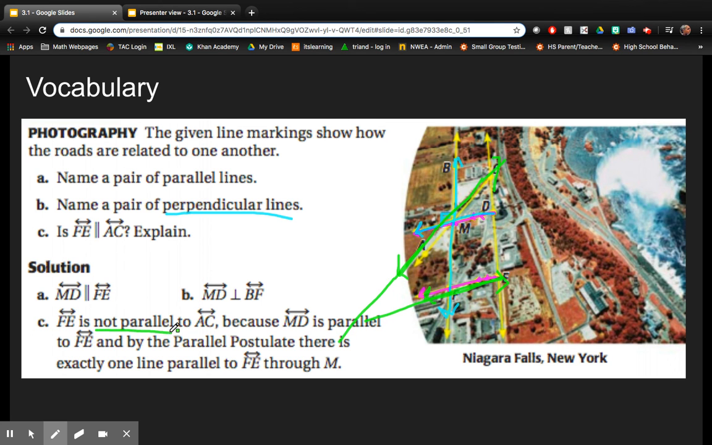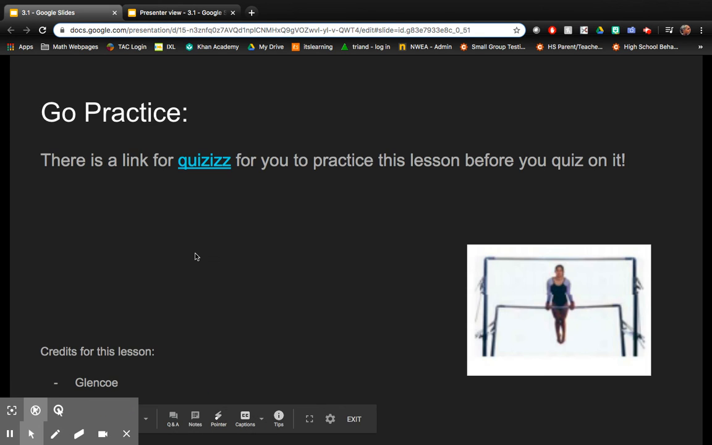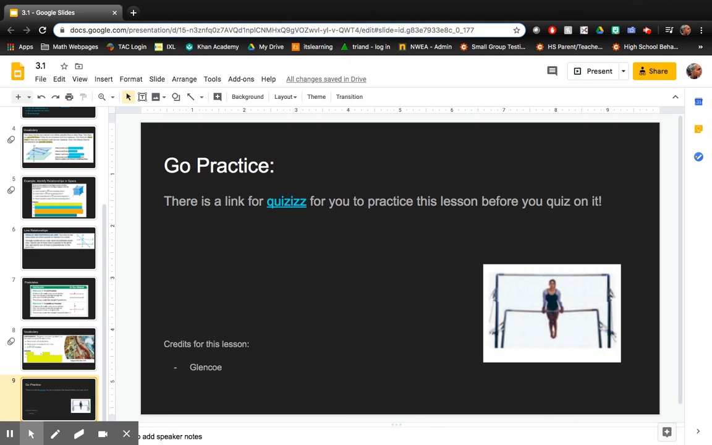Now, the reasoning is actually that we've already said that through point M, DF is parallel to that line. And remember, there can only be one. And if there can only be one, then no, they cannot be parallel. The end. Now go practice the quizzes before you take the quiz for 3.1.